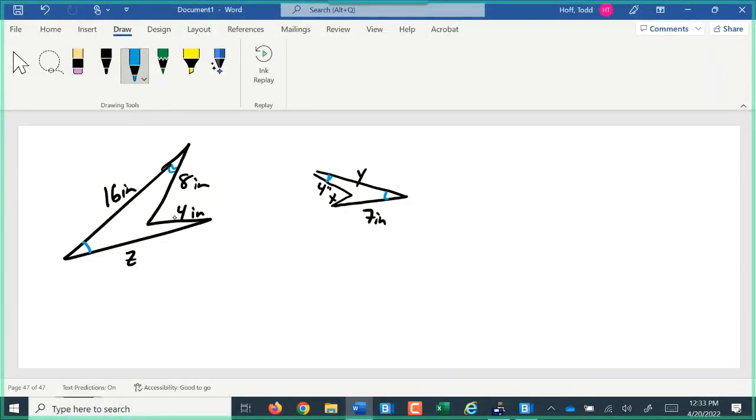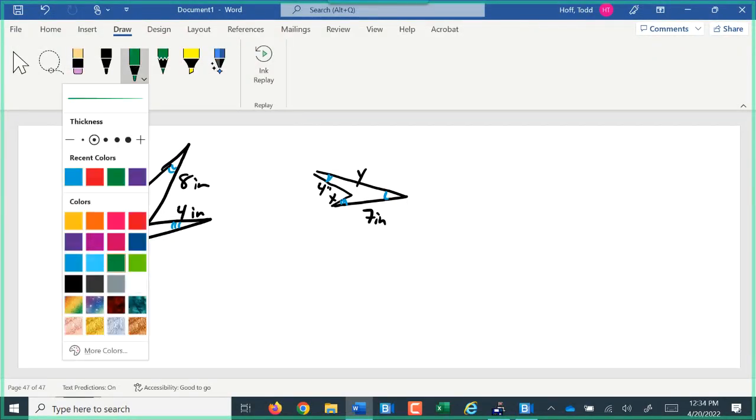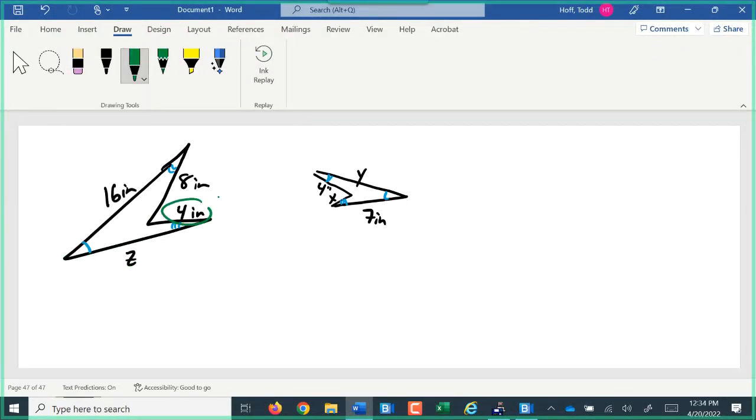If I give you that those angles are the same, we're going to find corresponding sides. So I'm going to start with the 4. What side of the other figure corresponds to the 4? The X.